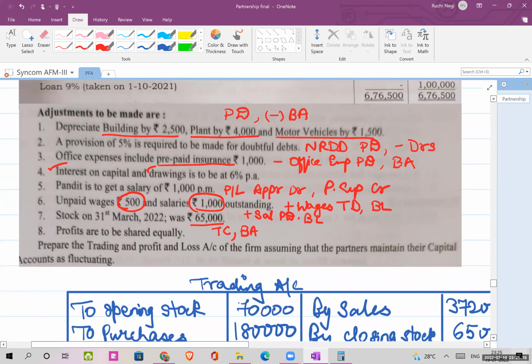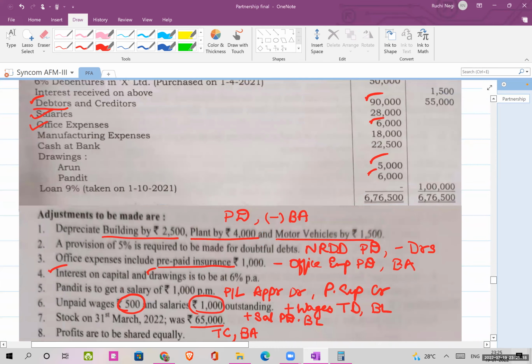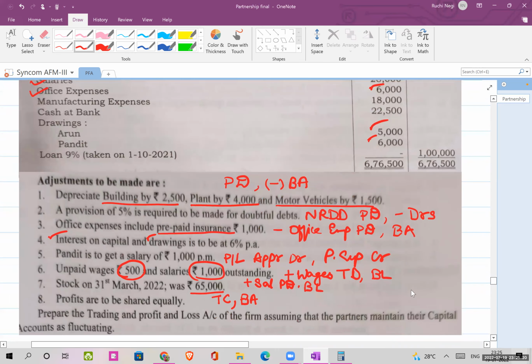Then what they have said: profits to be shared equally. So there are only two partners, so profits will be 1:1. Prepare what? Prepare a trading account, a P&L account and partners' capital accounts.